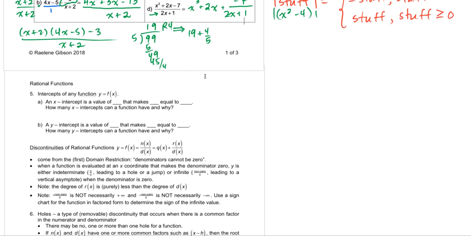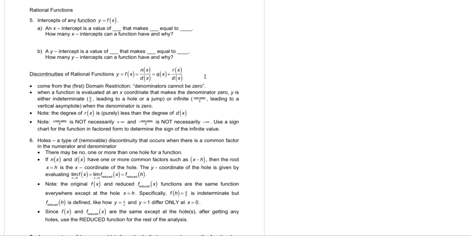Some other features that we need to be clear on for rational functions, just like any function, are the intercepts: x-intercepts and y-intercepts. So an x-intercept is a value of x that makes the y-coordinate equal to 0. And when we're dealing with functions, we can have more than one x-intercept, because more than one x value can correspond to one output on a function, so we can have multiple x-intercepts.